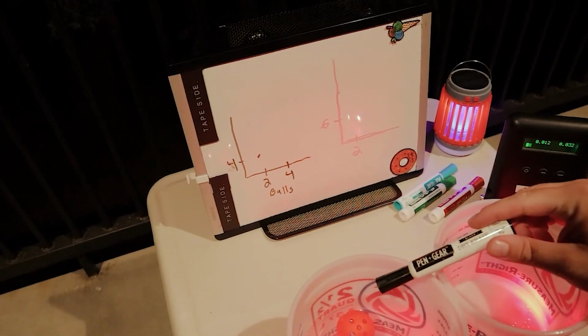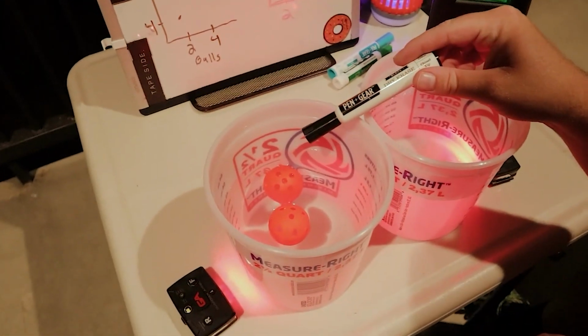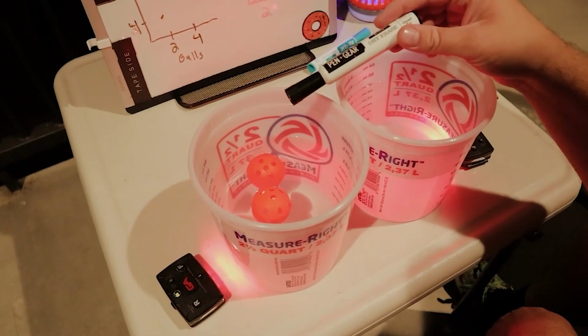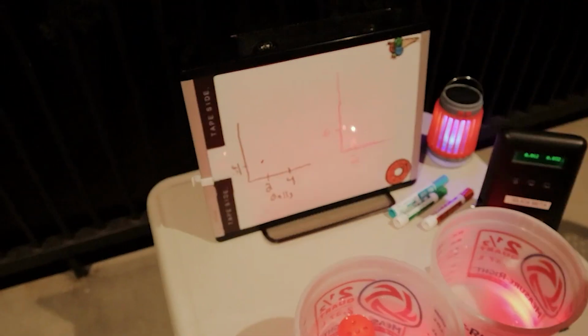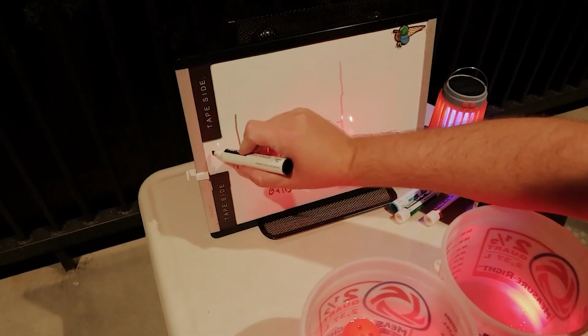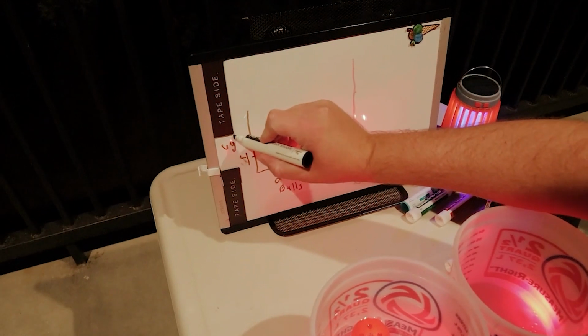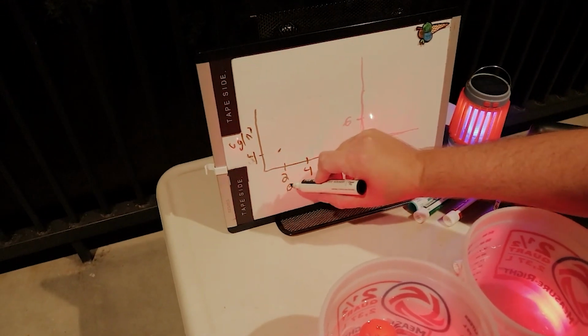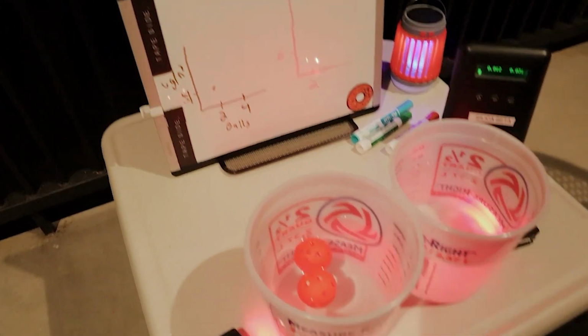Now, how many micrograms per meter cubed does 2 balls give you? Well, that's where the density comes in. So they ascribe a certain density to it, and let's say it's 4. So this would be micrograms per meter cubed, and this is particle count.